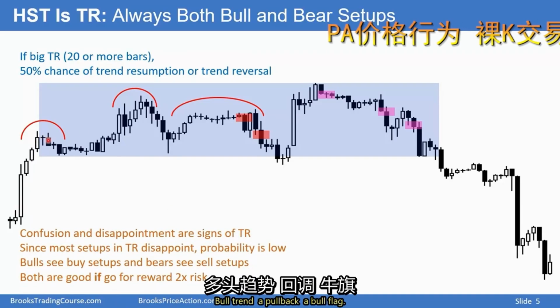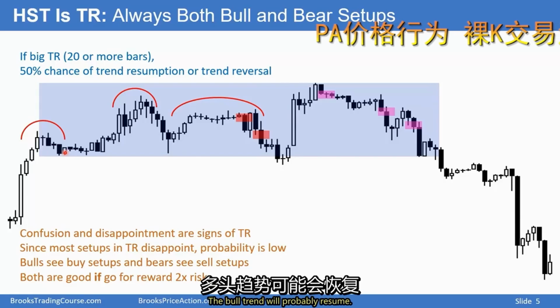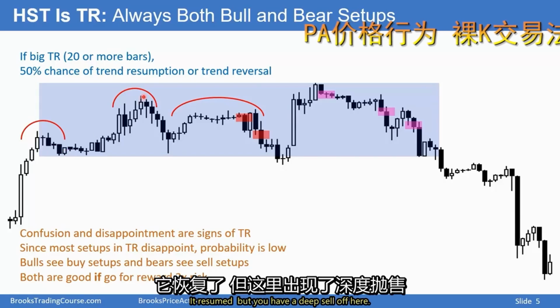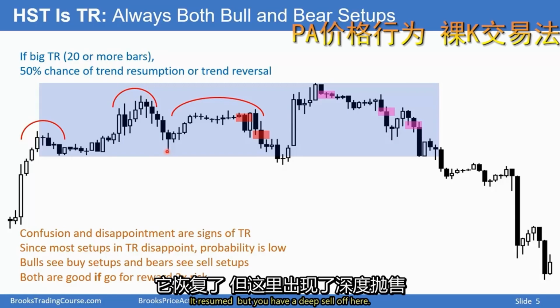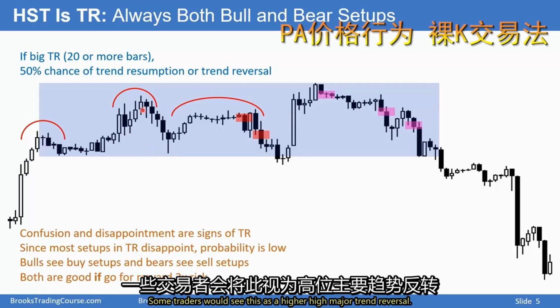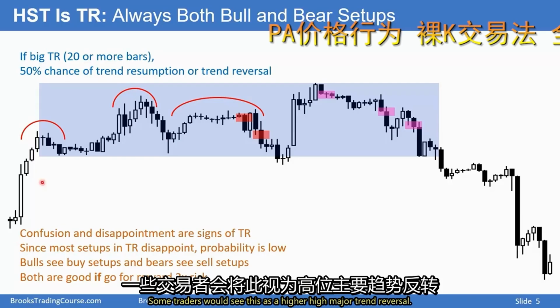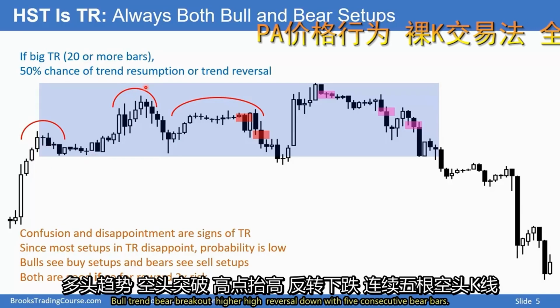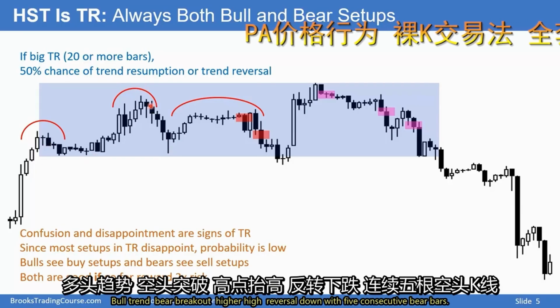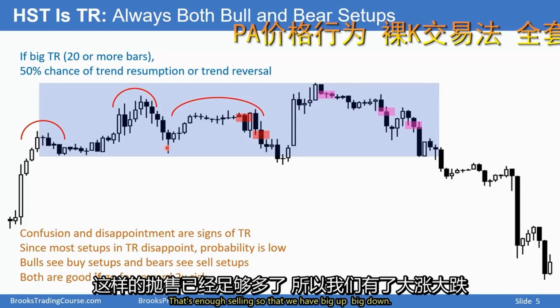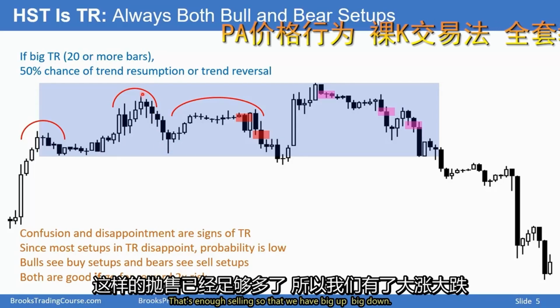Bull trend, a pullback, a bull flag, the bull trend will probably resume. It resumed, but you have a deep sell-off here. Some traders would see this as a higher high major trend reversal. Bull trend, bear breakout, higher high, reversal down with 5 consecutive bear bars. That's enough selling so that we have big up, big down.